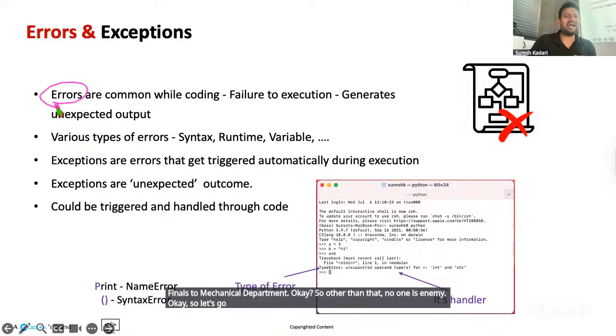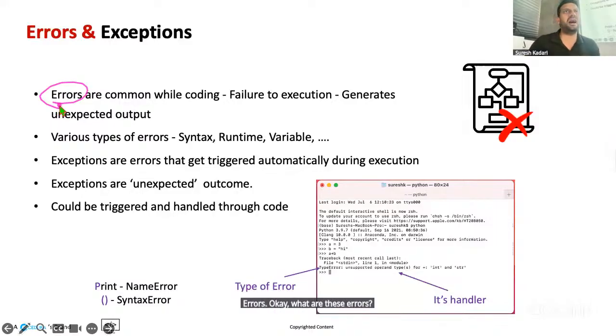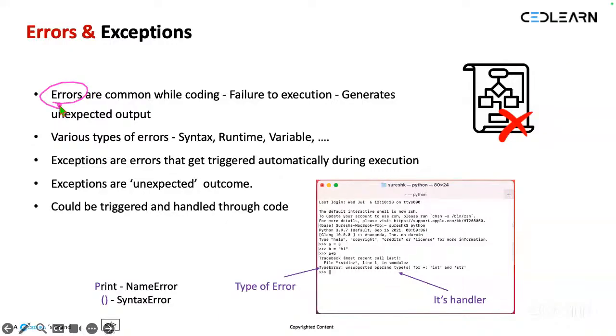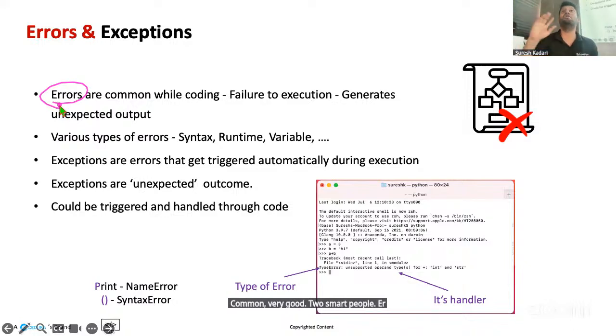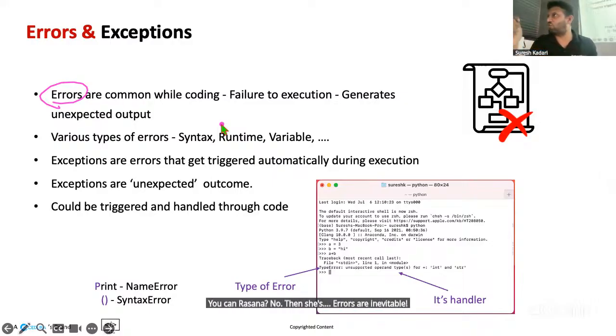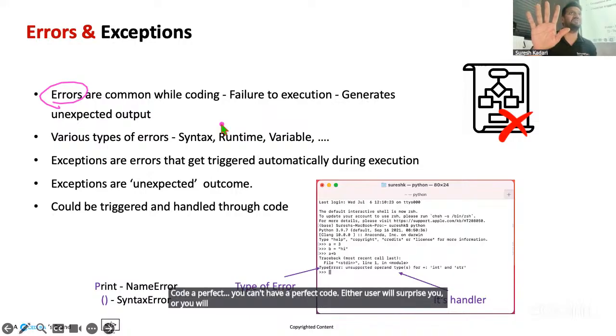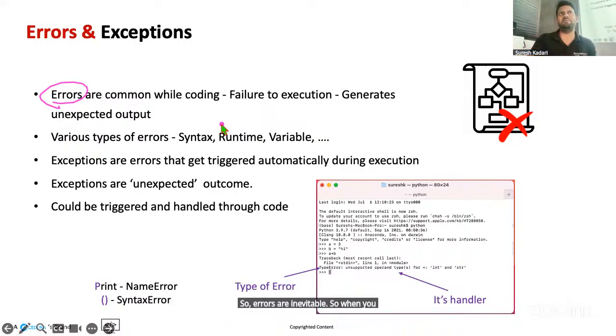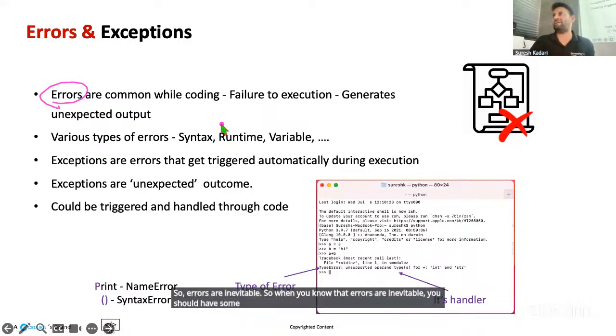Okay. So let's go with errors. What are these errors? Errors are common. Very good. Two smart people. Errors are common. I know better English. Errors are inevitable. When we are coding, when the user is using, errors are inevitable. You can't have a perfect code. Either the user will surprise you or you will surprise yourself. So errors are inevitable. So when you know that errors are inevitable, you should have some exception handling capabilities.